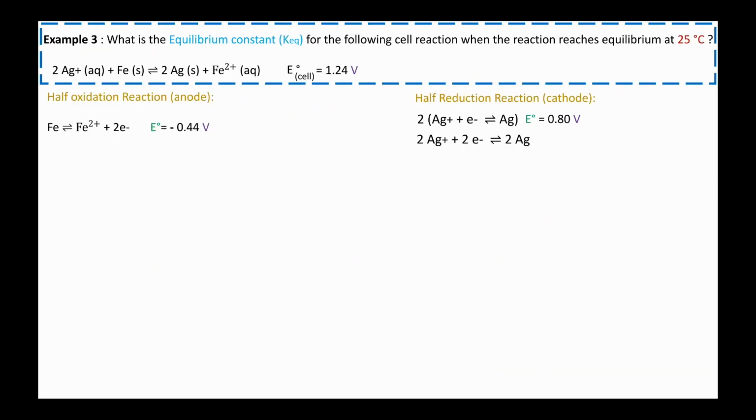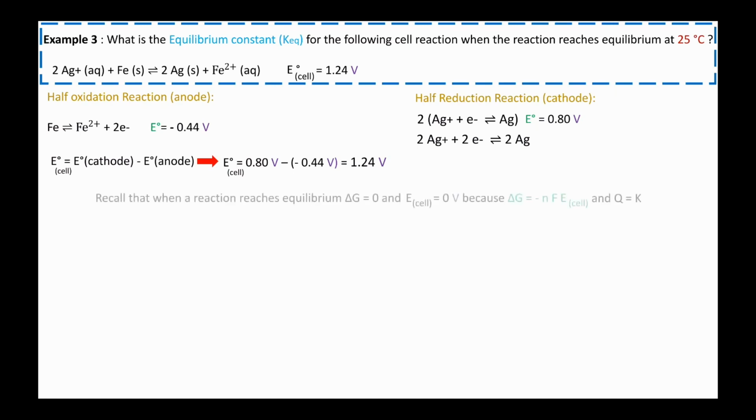In example 3, we want to find the equilibrium constant for this given redox reaction at 25 degrees Celsius. So we have this redox reaction, E naught cell is equal to 1.24 volt. We just want to explain how we can get this value for E naught cell. So we determine the oxidation and reduction reactions, and after that we can find E naught cell, cathode minus anode, so it will be the same 1.24 volt.